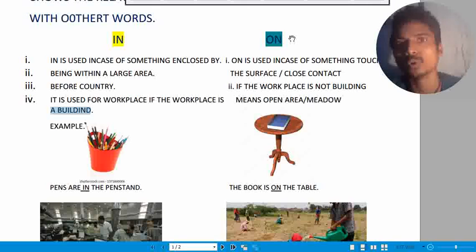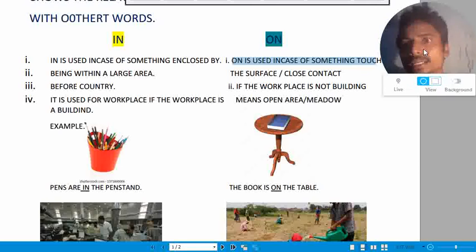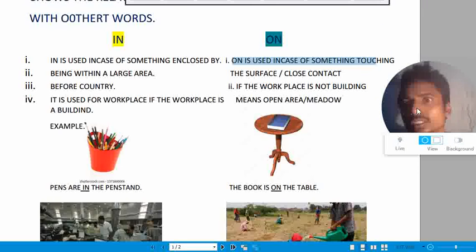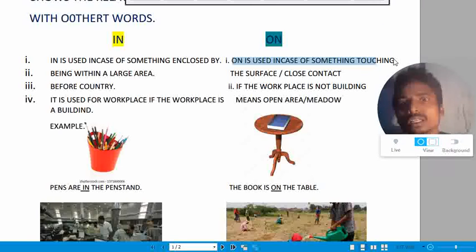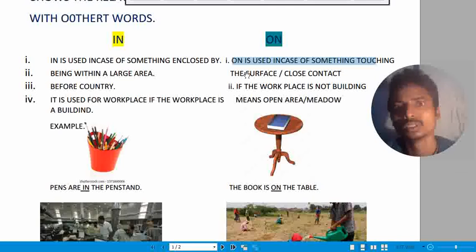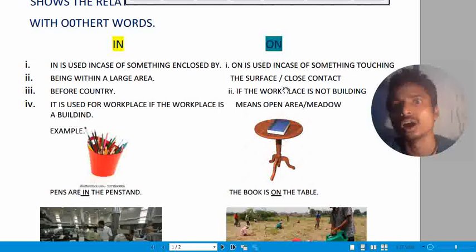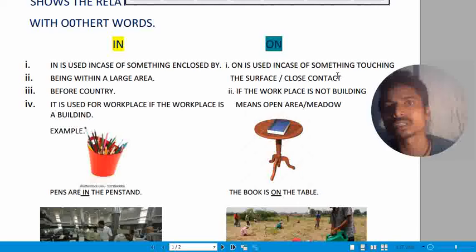Let's look at on. On is used in case of something touching the surface or in close contact. If something is touching the surface of something or it is in close contact with something, then we will use the preposition on.